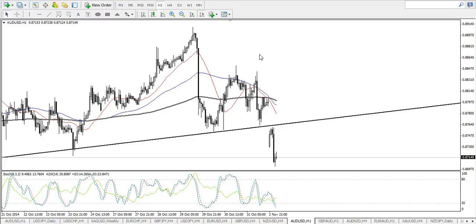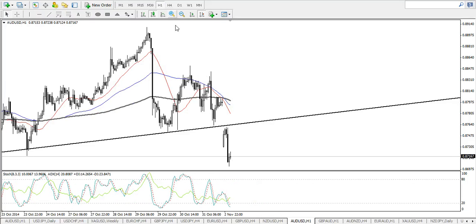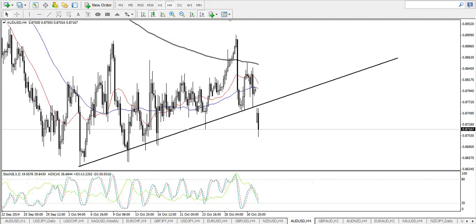Next, so there's the 4 major currency pairs that I've just touched. Just want to touch on a few other currency pairs. First, we have the Australia against the US dollar. Right, this is the 4-hourly chart.